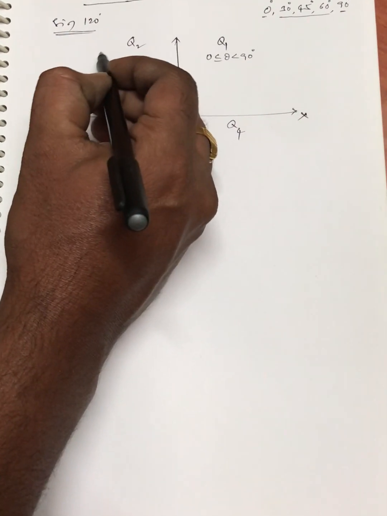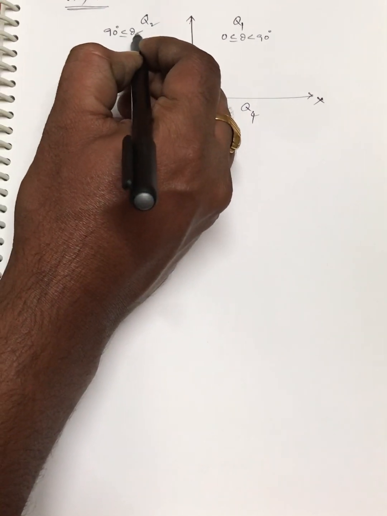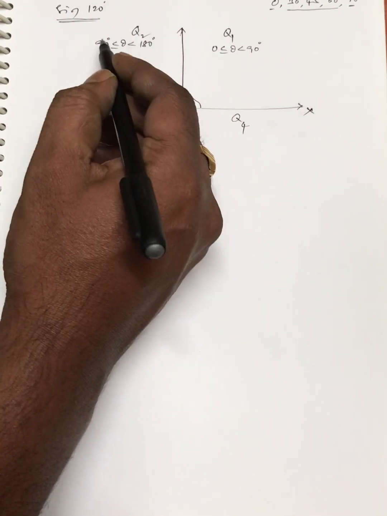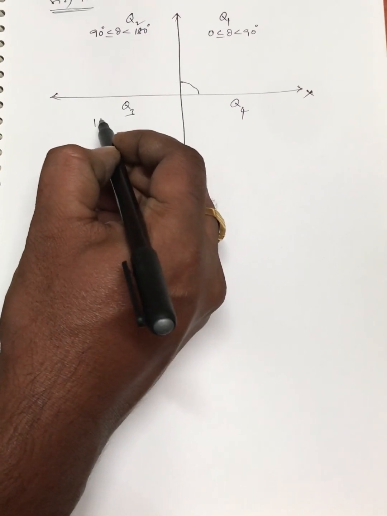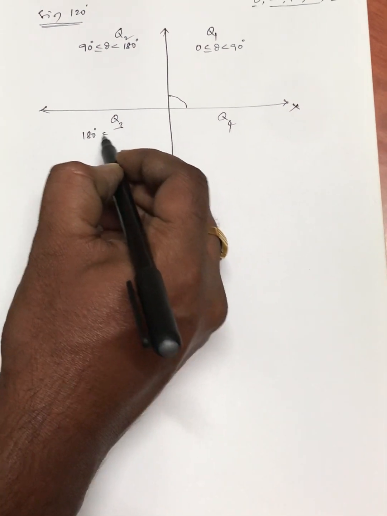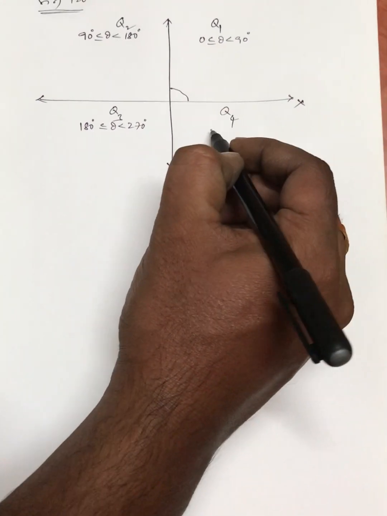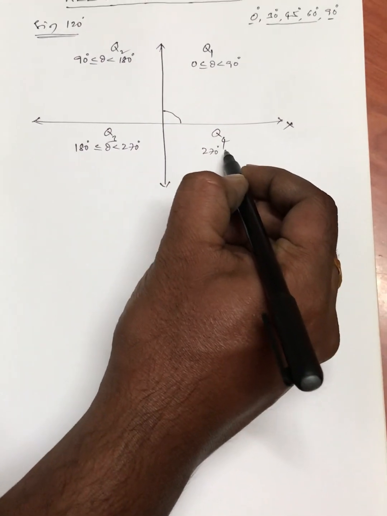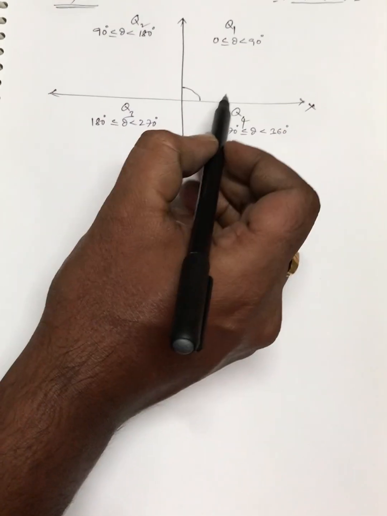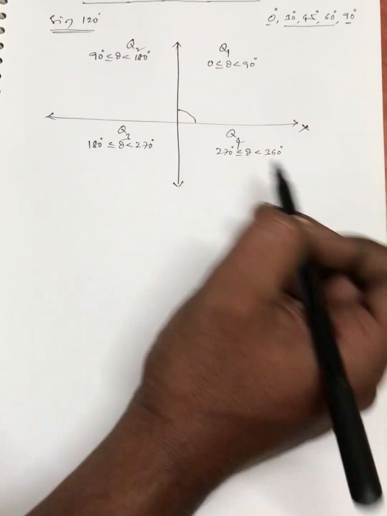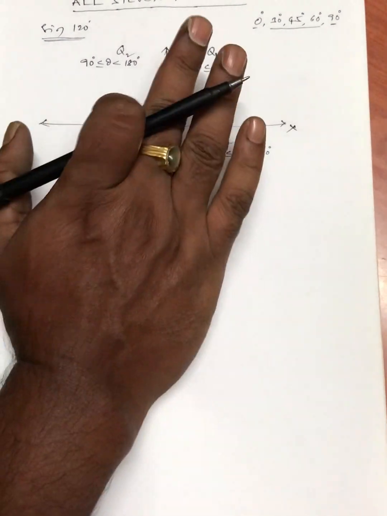Next, in the second quadrant the angle lies between 90 and 180, more than 90 and less than 180. 180 is included in the third quadrant. The angle in the third quadrant is 180 less than or equal to theta less than 270. In the fourth quadrant the angle is 270 degrees less than or equal to theta less than 360 degrees, if we completed one rotation.